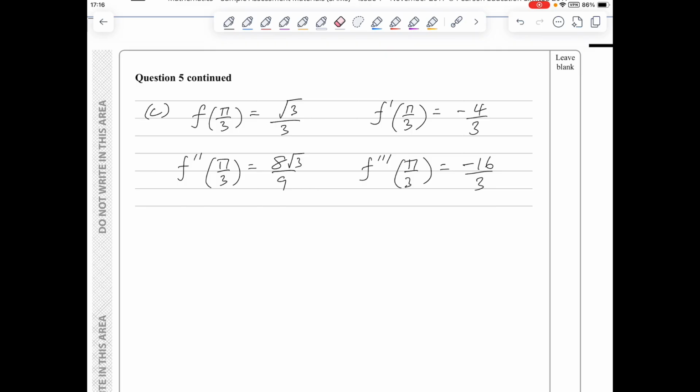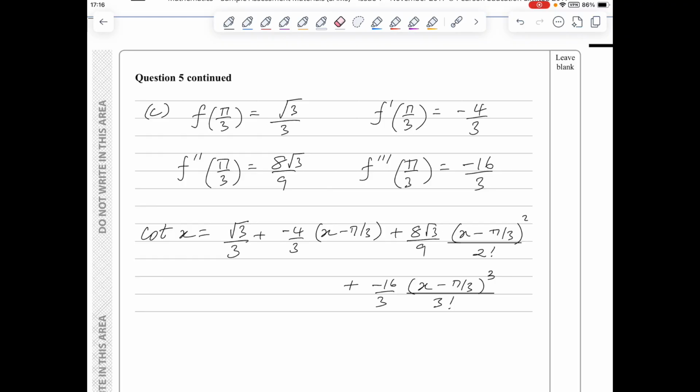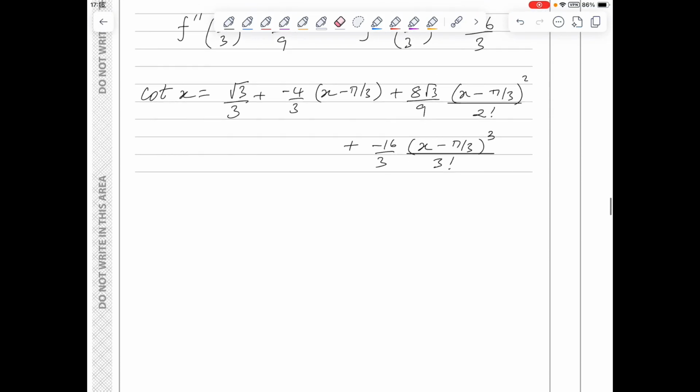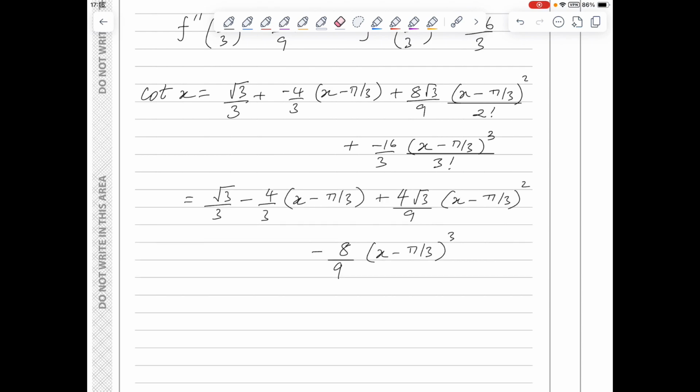Then just use the Taylor series expansion as given in the formula sheet. So you'll get cot x is equal to root 3 over 3 plus minus 4 over 3 times (x minus pi over 3) plus the second derivative times (x minus pi over 3) squared over 2 factorial, and finally minus 16 over 3 times the bracket to the power of 3 over 3 factorial. And then if you simplify, you get this, which is the final answer to this Taylor series expansion.